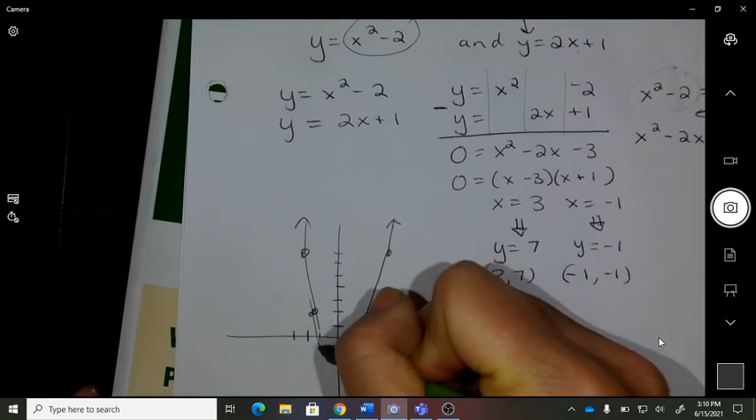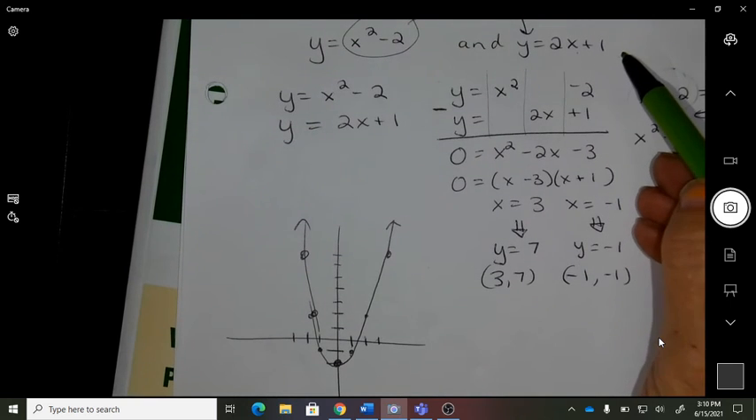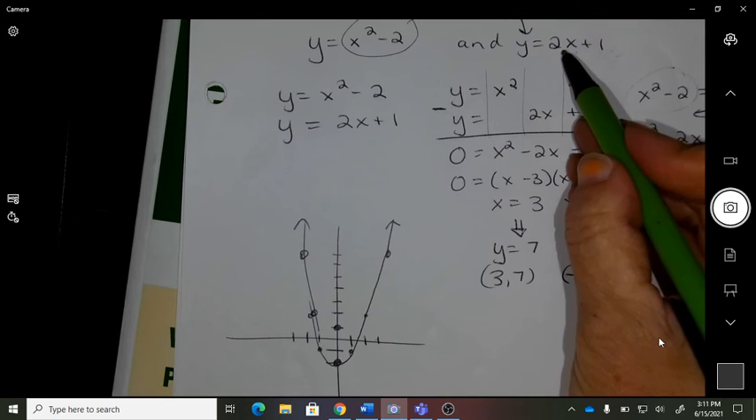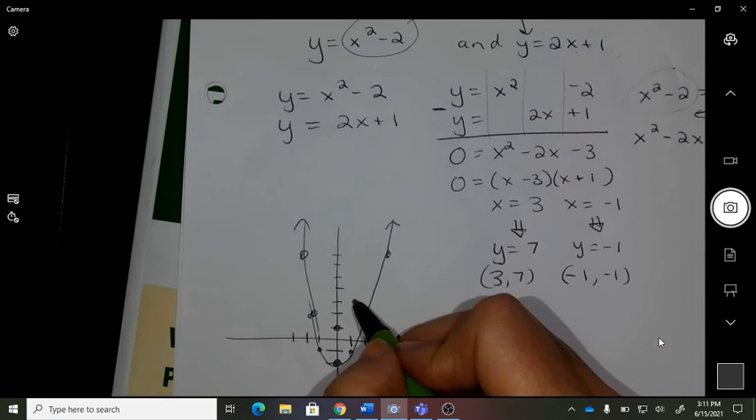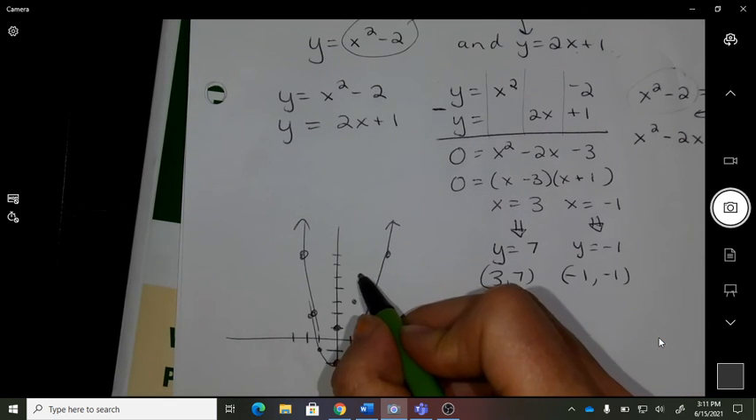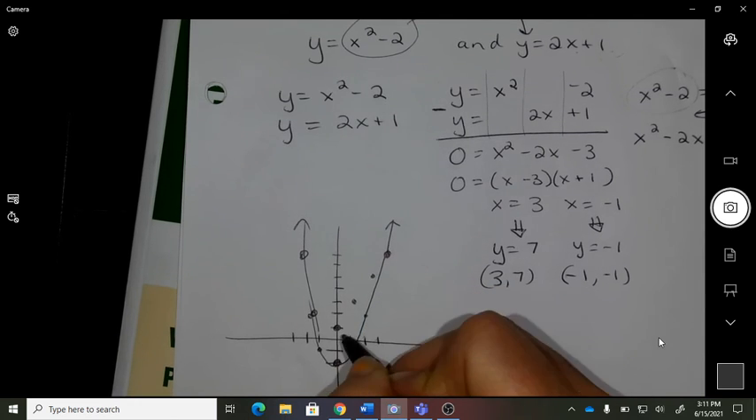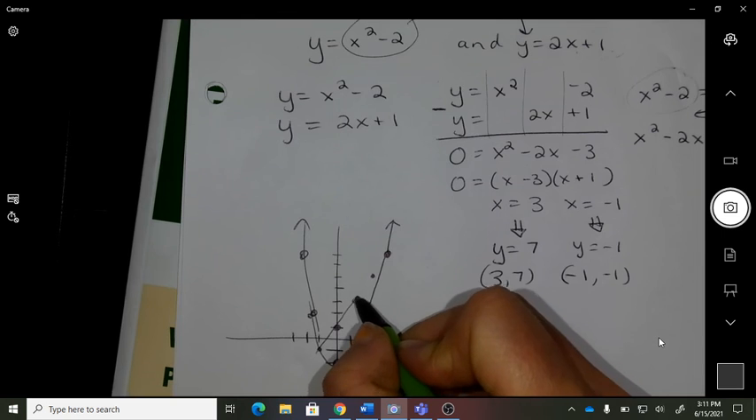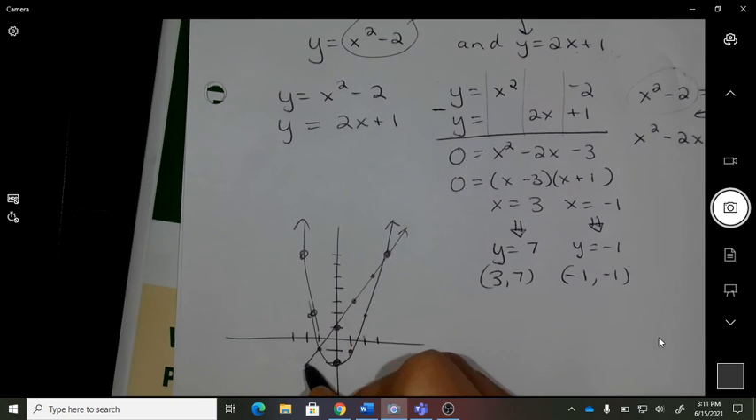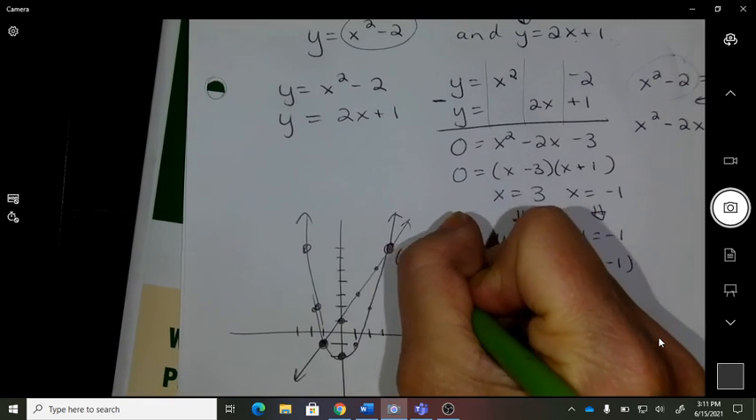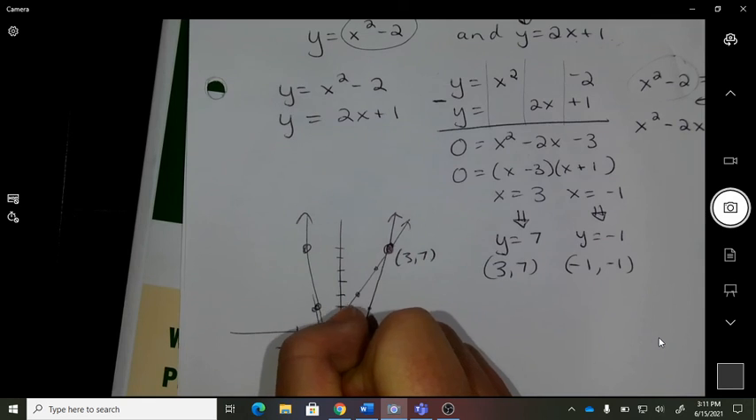And the line, so the second equation is a line. It starts at 1 on the y-axis. It has a slope of 2, so it's going to go up to right 1, up to right 1, up to right 1. So when you're graphing, you're going to notice that it intersects, or these two are equivalent at the coordinate 3, 7, and negative 1, negative 1.